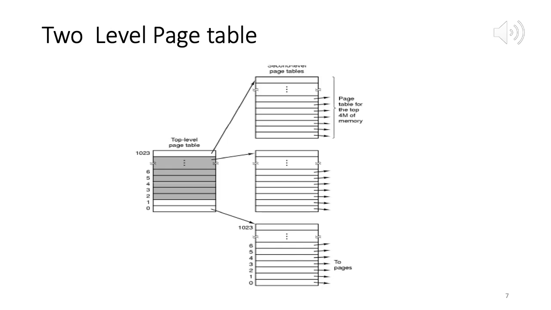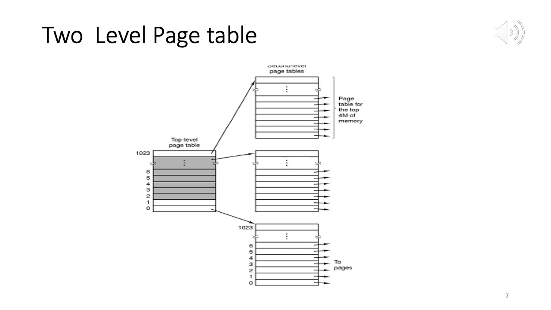So one advantage which we use over here is we avoid keeping all the page tables in memory all the time. Only the ones that are needed. For example, in this case, we only need these 3 inner level page tables. So 2 raised to 10 plus 2 raised to 10 plus 2 raised to 10.